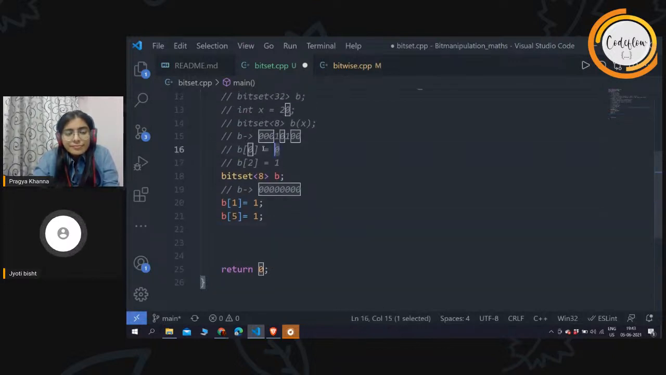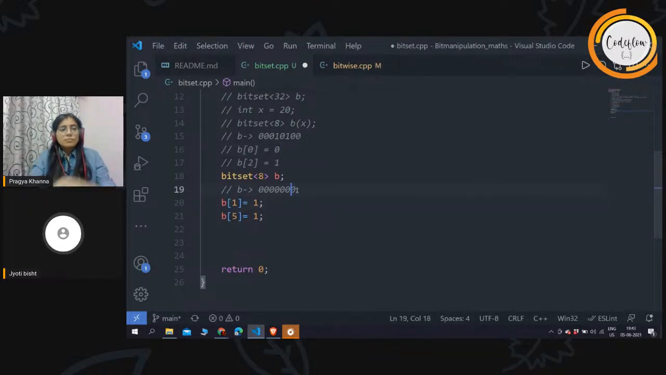I'm sorry for this error over here, I typed 1 by mistake. It will be 0. You can check it. After setting b of 1 to 1, that means this bit will be set as 1, and 5 as well. 0, 1, 2, 3, 4, 5. Makes sense.